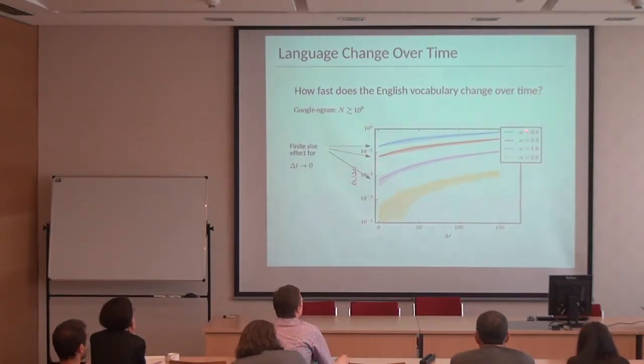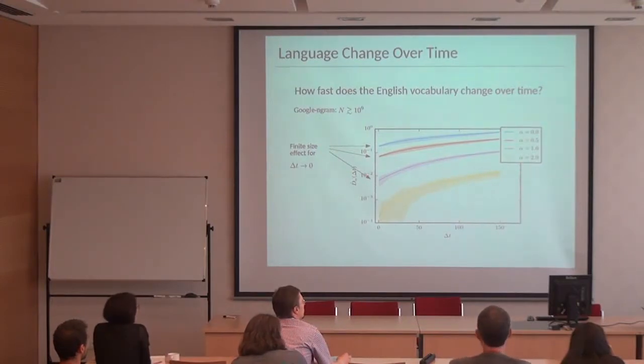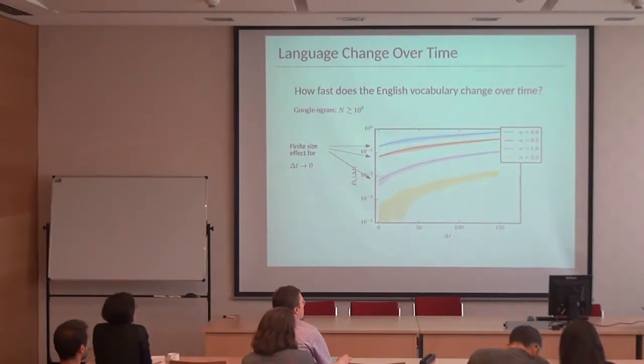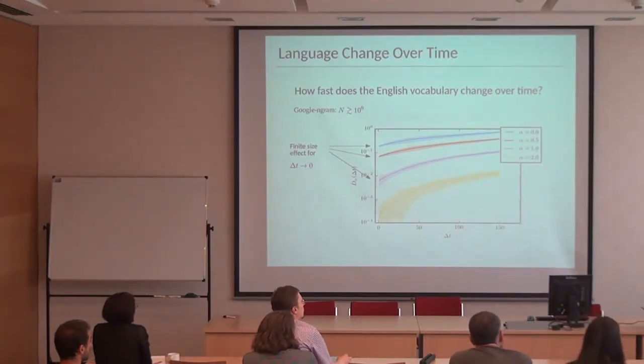However, what we see here, choosing very low values of alpha, 0.0, 0.5, or 1, means that as we go to delta t equals 0, it seems that the divergence that we measure is not decaying to 0. Because as delta t goes to 0, this divergence should go to 0 too, because the two corpora are from the same year. So only for alpha equals 2, this divergence actually seems to converge also to a value of 0. So this is this finite size effect for delta t going to 0, which is an artifact of that bias that we will always measure.